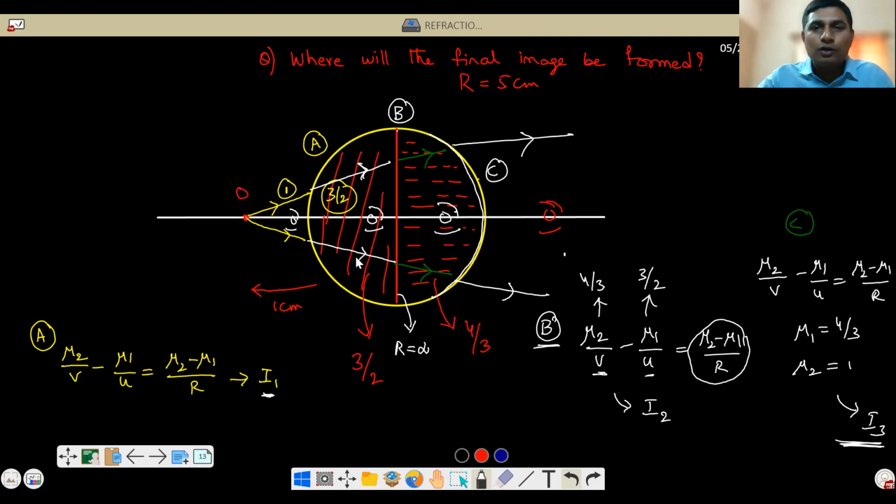Suppose your eye is all over the place at the same time, which is difficult for a human being, then you can see all the images at one time. But being human, you can see only at one place at one time. So when you are here, you will see I3. When you are here, you will see I2. When you are here, you will see I1. When you are here, you will see only objects. So it depends on from where you are looking.